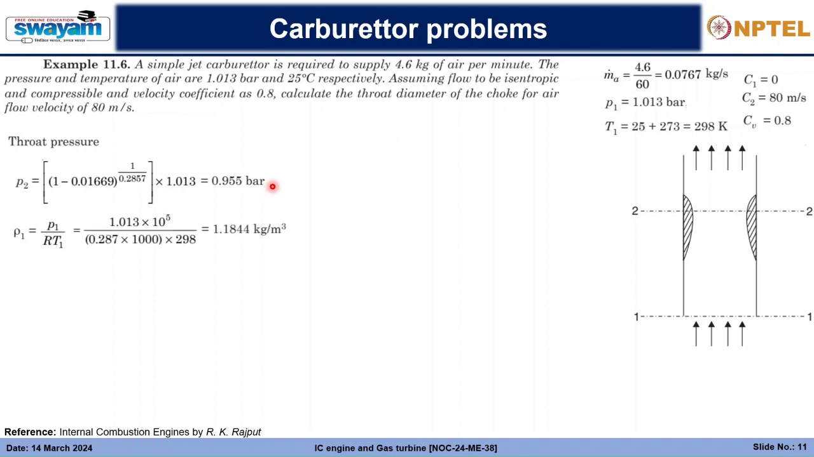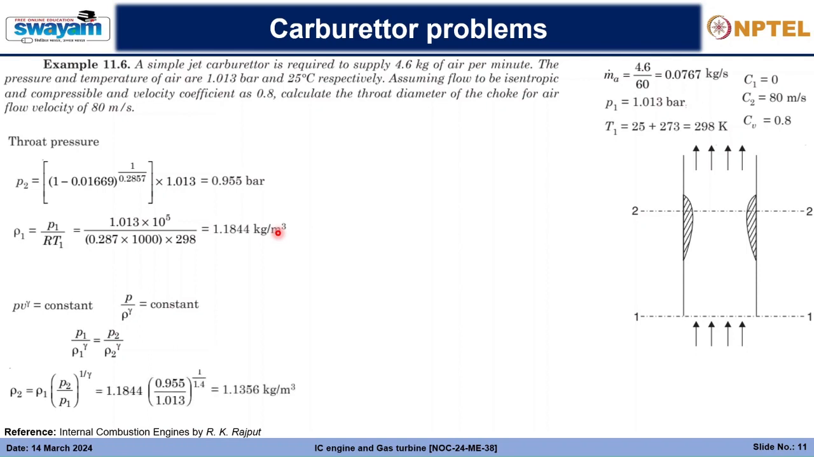Accordingly, rho 1. We need to calculate the throat diameter of the choke, so for that we have to consider the density conditions. Rho 1 we get as 1.1844 kg per meter cube. Then PV to the power gamma equals constant, so P divided by rho to the power gamma equals constant. P1 by rho 1 to the power gamma equals P2 by rho 2 to the power gamma, and then rho 2 equals rho 1 into (P2 by P1) to the power 1 by gamma, which equals 1.1356 kg per meter cube, rho 2.